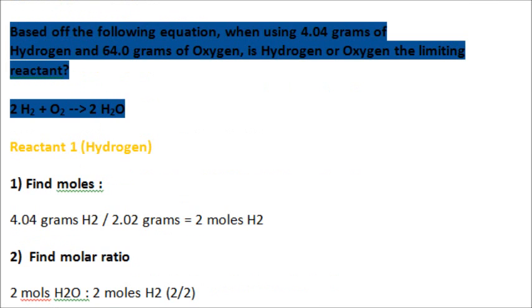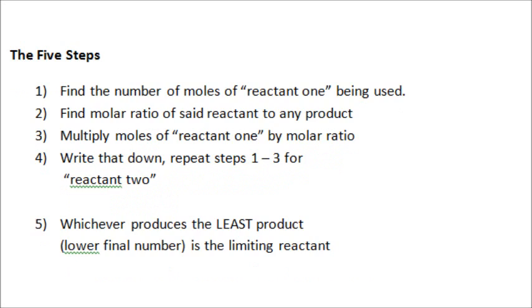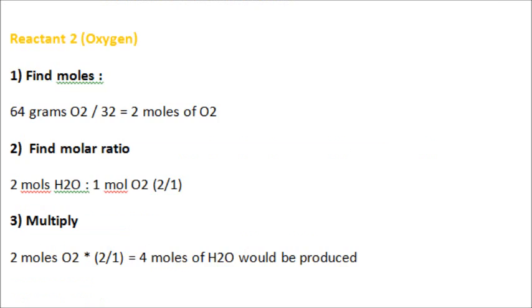Just to be clear, you can pick any product to find the molar ratio of and then multiply. In this case, there's only one product, only H2O, but for a different problem where there's more than one, you can just choose either product. Just make sure you use the same product for both parts, for both reactants.